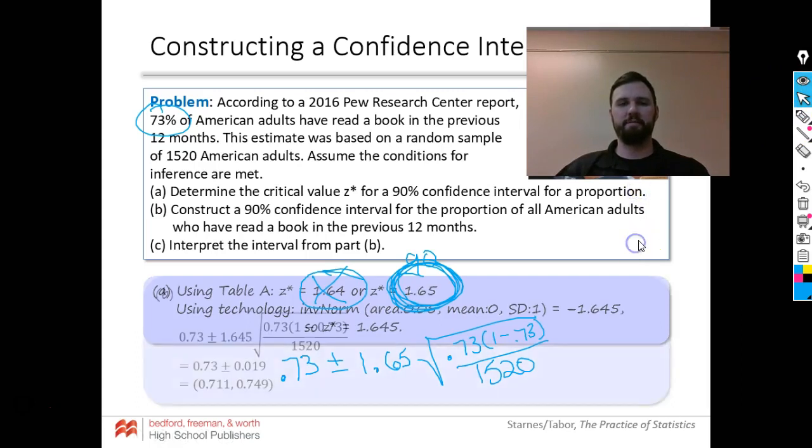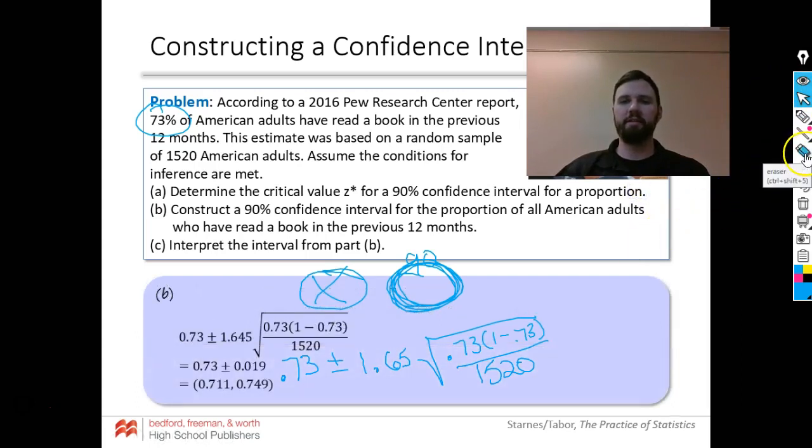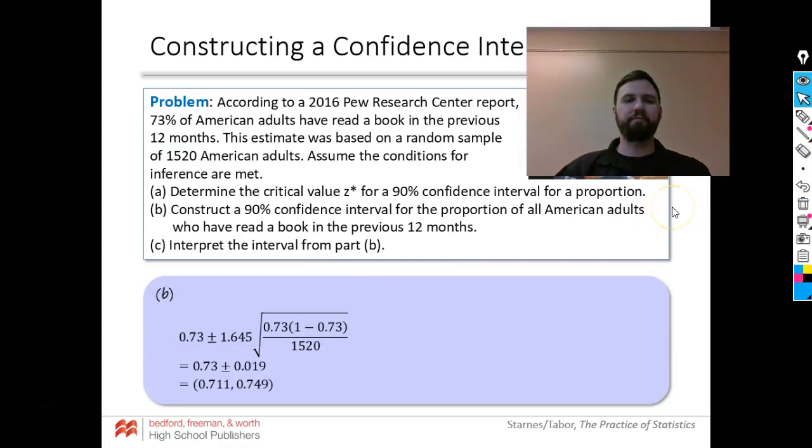Let's see what they did. Hey, look at that. We did the same thing. So your proportion plus or minus your critical number times the square root times your standard deviation.